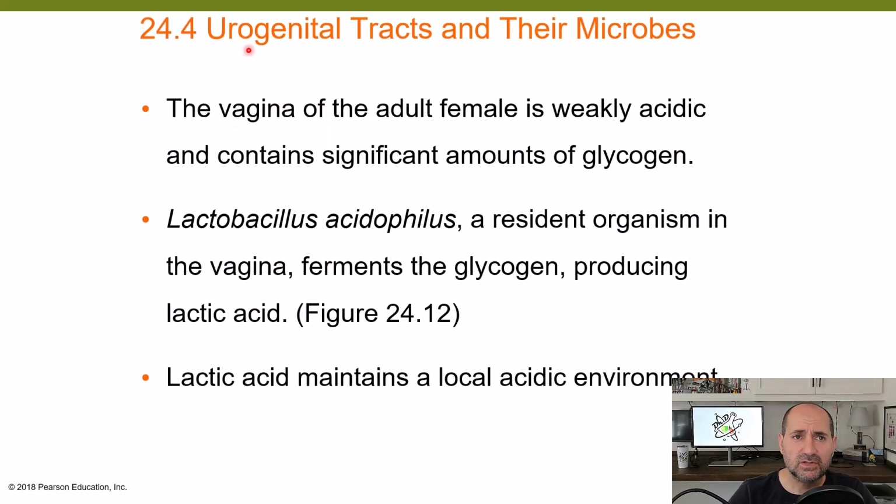The other aspect of the urogenital tract: the vagina in females is weakly acidic due to the presence of Lactobacillus acidophilus, a resident microorganism of the vagina, which ferments the glycogen. By the way, glycogen is present in large amounts in this region. These lactobacilli ferment the glycogen and produce lactic acid. Lactic acid, therefore, makes the acidic environment of the region.